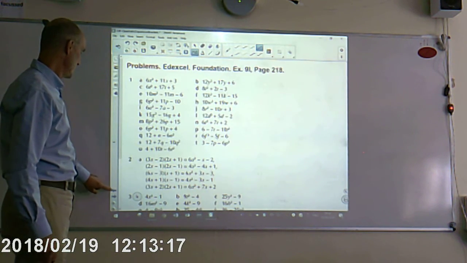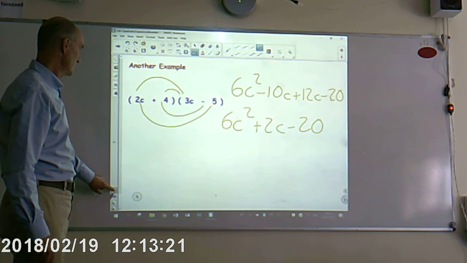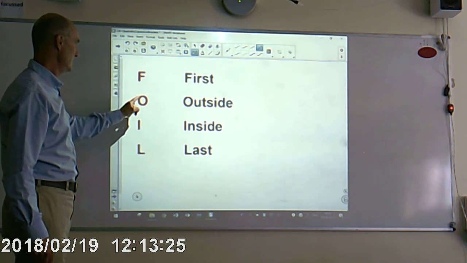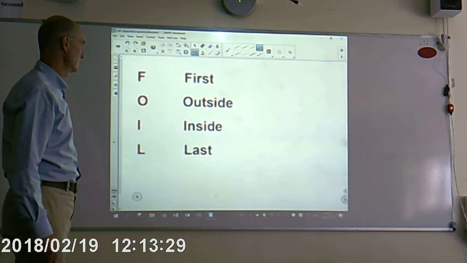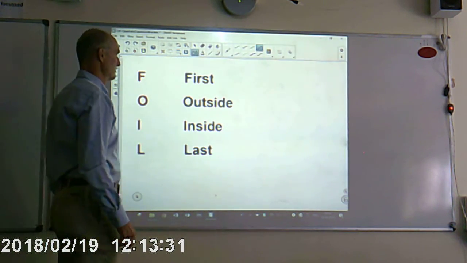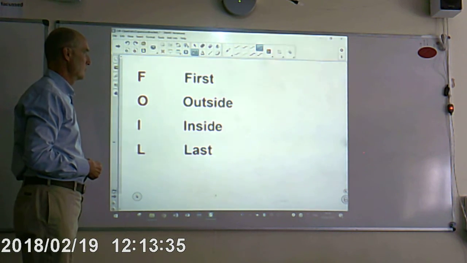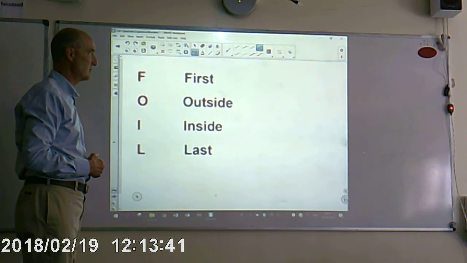Hopefully you're happy with that. Just to take you back to what we need to know, our rule, FOIL. First terms, outside terms, inside terms, last terms. Hopefully that's been a quick explanation of multiplying out two brackets. Hopefully you found that useful.